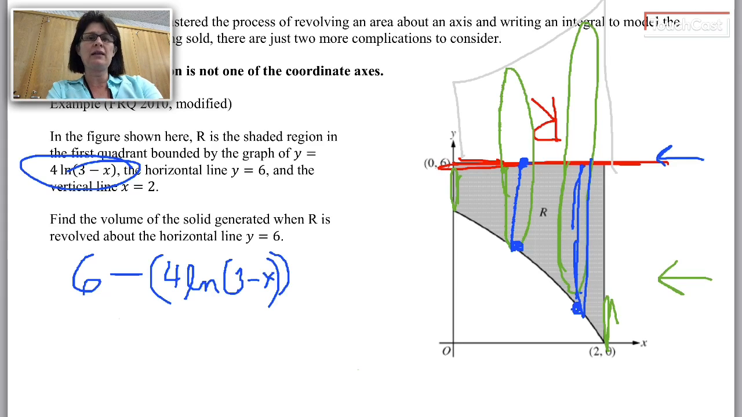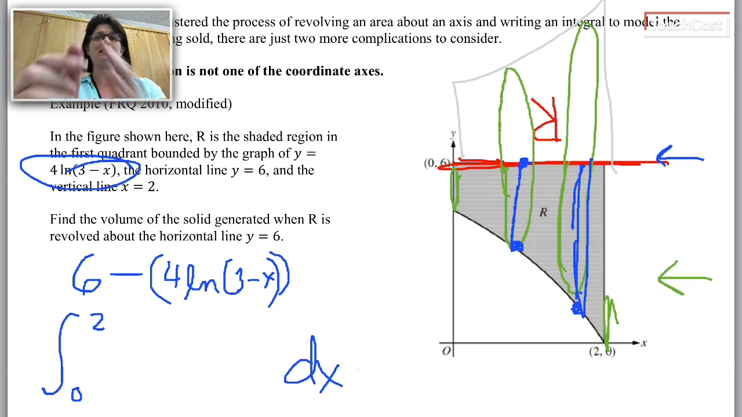So once I've got all that figured out, I'm just going to go back and write my integral. This is going to be integral from 0 to 2, because I've decided I need an x integral because my slices are vertical, so their thickness is a small change in x. And this is supposed to be a formula for the volume of a cylinder. Well, here's the height of the cylinder, the dx. The other part of the volume formula comes from the area.